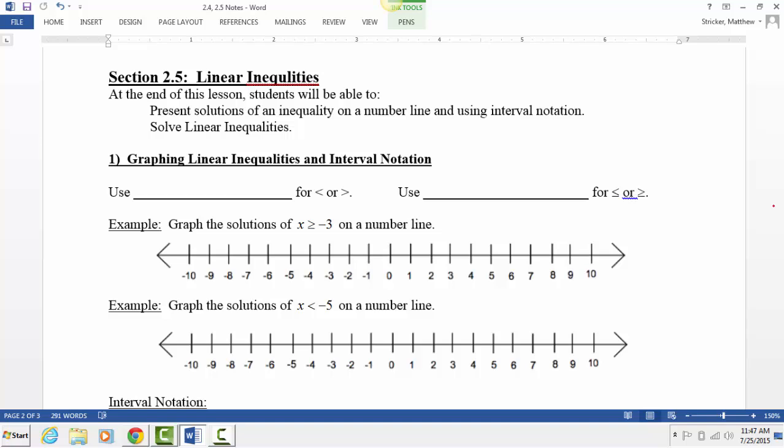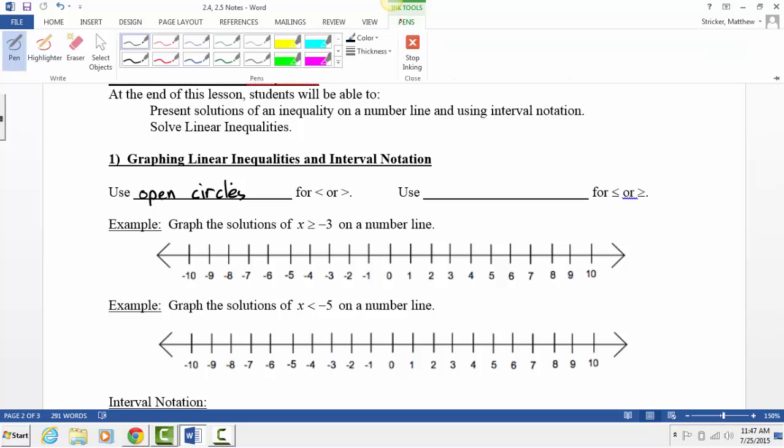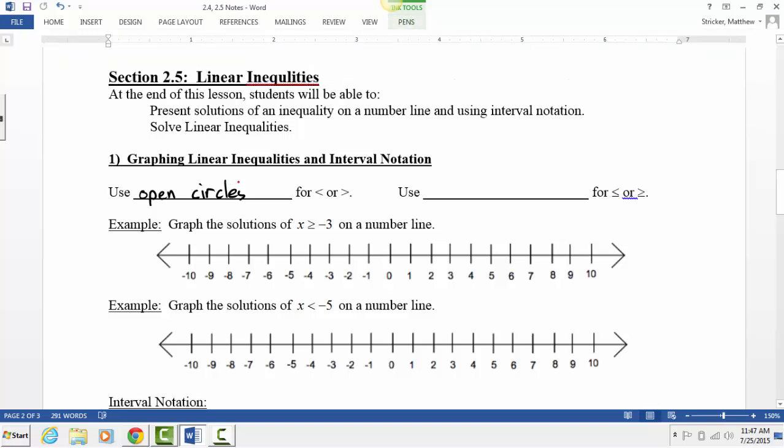If I am graphing a linear inequality on a number line, then the first thing I need to know is what kind of symbols we use if we have greater than or less than versus greater than or equal to and less than or equal to. So if we just have a less than or a greater than, we are going to use open circles. Versus if we have a less than or equal to or greater than or equal to, we are going to use closed circles.